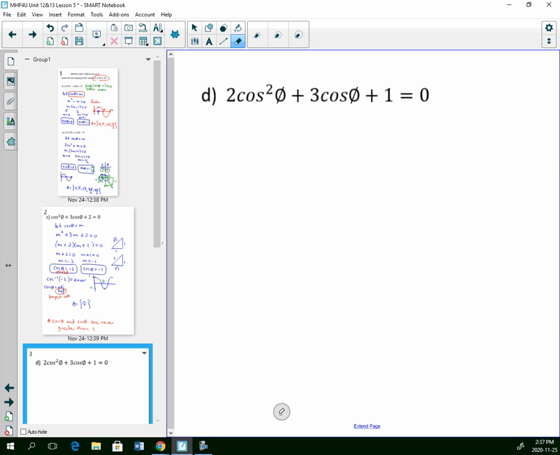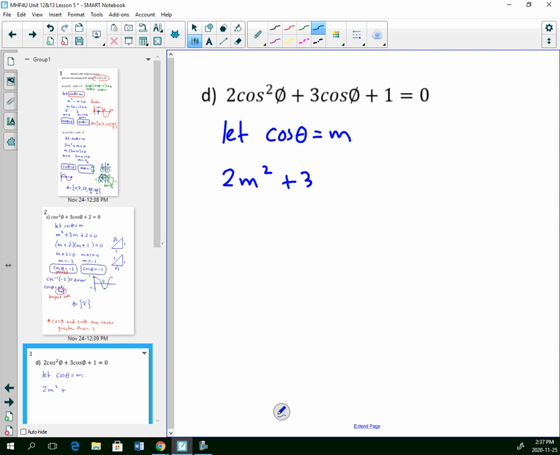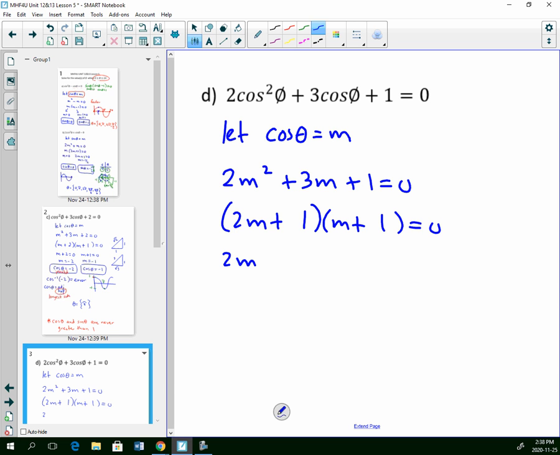Okay, this one I'm going to change cosine theta to an m. So 2 cos squared would be 2m squared, 3m plus 1. This is a harder trinomial, so whatever method you use to factor is up to you. You can use decomposition, you can use trial and error, you can use crossover. I know that 2m squared has to be 2m times m, that's my only option. And I know 1 has to be 1 times 1, that's my only option. And then added together gives me 3. So it's not a hard one to factor.